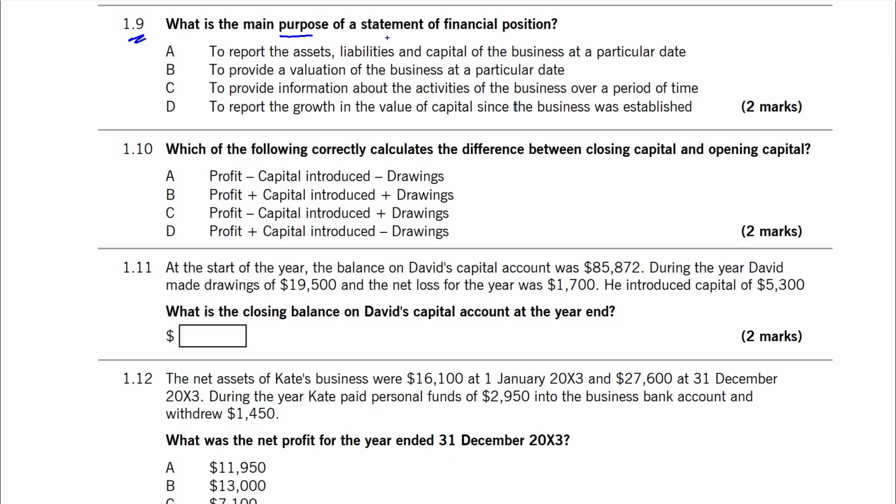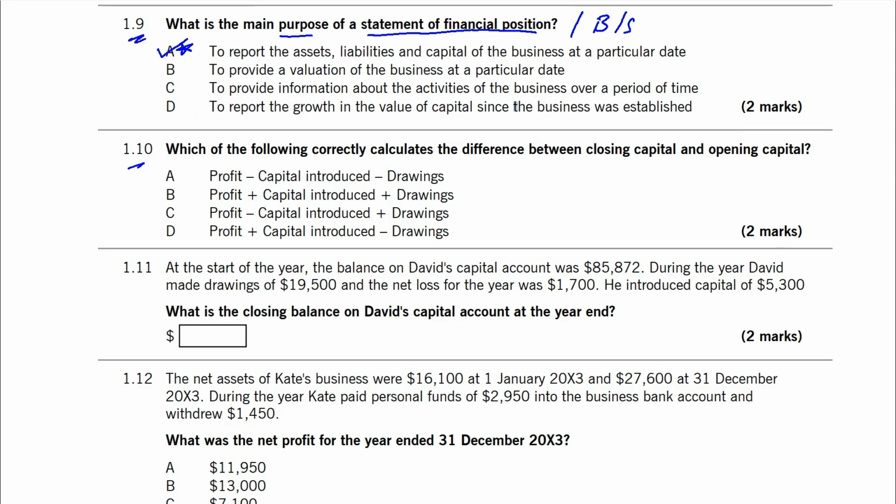Next we have question number 9. What is the main purpose of the statement of financial position or balance sheet? Option A is to report assets, liabilities and capital of the business at a particular date. And yes, it's true. Its main purpose is to report the assets, liabilities and capital of the business at any particular date during the year. Okay, so this statement is true.